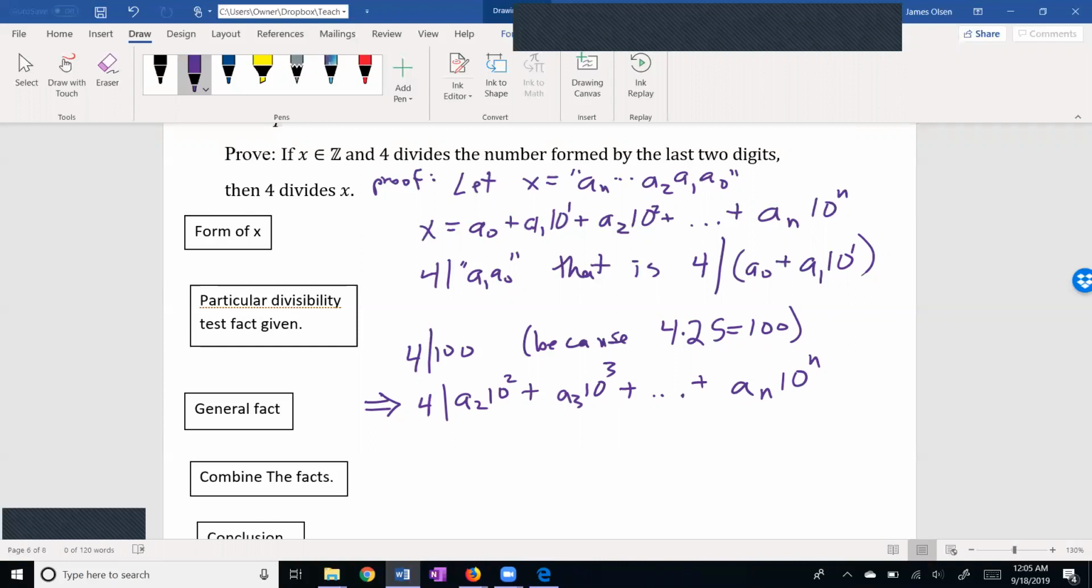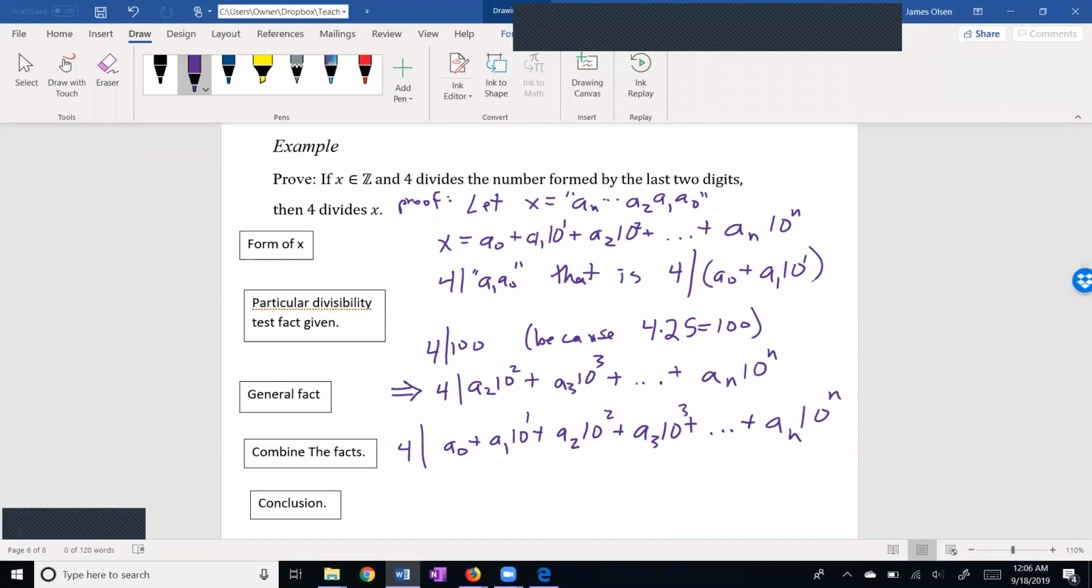Now we're going to do a linear combination of our facts. 4 divides a0 plus a1 times 10 to the first plus a2 times 10 to the second plus a3 times 10 to the third, and so on through an times 10 to the n. Well, lo and behold, this is my whole number. So I can make my conclusion.